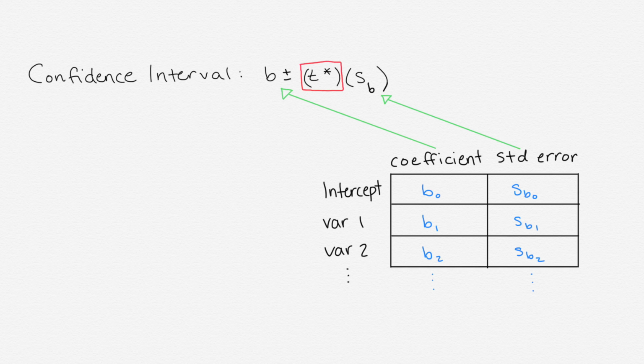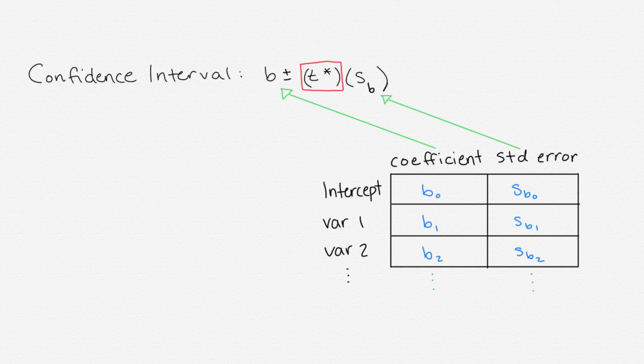B and S sub B you've likely seen before in hypothesis testing, but as a refresher, remember that B is just the coefficient and S sub B is the standard error for that coefficient. These often have numerical subscripts which indicate which variable the coefficient and standard error are associated with. 0 indicates the intercept, 1 indicates the first variable, 2 the second, and so on.